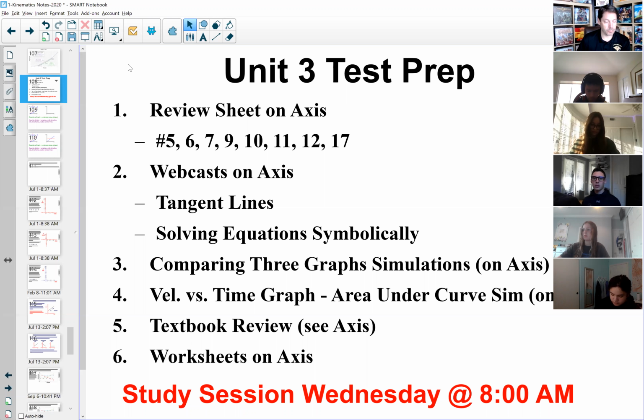Then I've shown you before, but there are 4 different webcasts on Axis in Unit 3. And 2 of them I think are particularly helpful, especially if you're not super clear on tangent and secant lines. So one is just called Tangent Line Webcast. It's kind of in the middle of the screen towards the bottom. And one is called Solving Equations Symbolically. It's kind of on the right side of the screen towards the bottom. But those 2 webcasts I think would be particularly helpful, especially the Solving Equations Symbolically one, because we haven't done a lot of that in class.